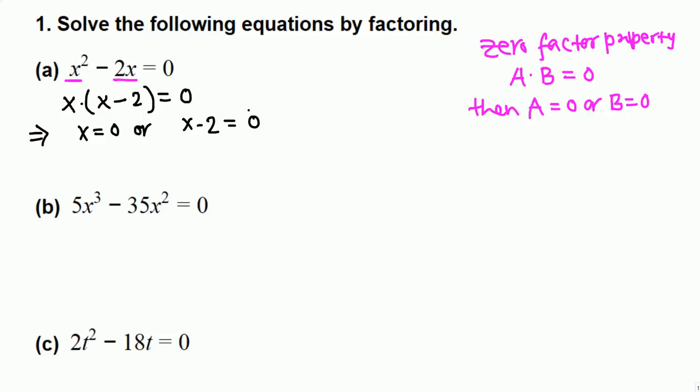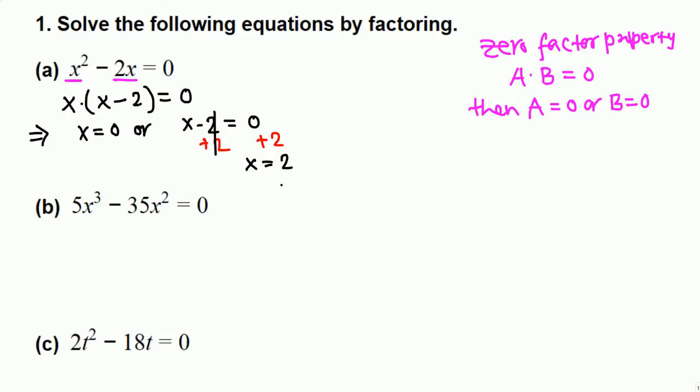X minus 2 equals 0. We add 2 to both sides to isolate x. Okay, cancel. So x equals 0 plus 2, 2. So x equals 2. Thus we have x equals 0 and x equals 2 as two solutions.